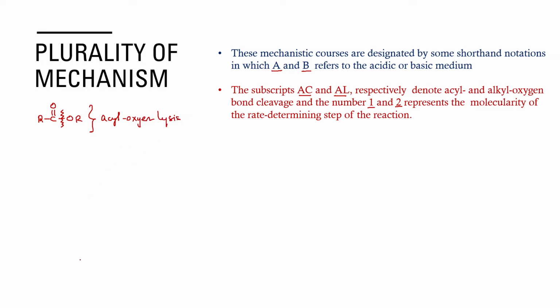If we are performing an acyl oxygen bond lysis, then इसका notation हो जाएगा AC. Now, this acyl oxygen lysis can take place in acidic medium or basic medium. So, अगर ये एसिडिक मीडियम में होता है या एसिड कैटलाइज्ड हो गया, then I will write it as A subscript AC.